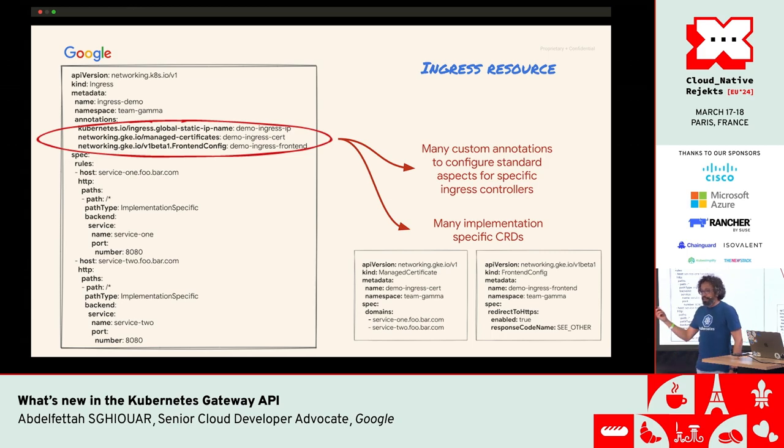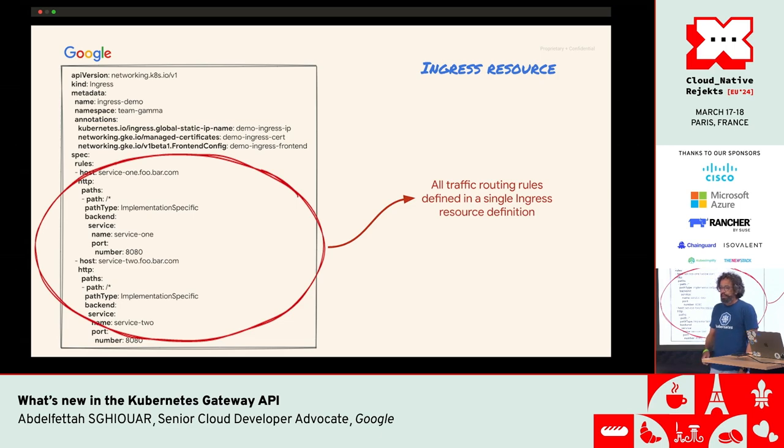And then some cloud providers like Google, guilty in charge, we have integrated more CRDs that allow you to do more customizations. And we're not the only ones. A lot of other cloud providers have more specific CRDs. Then all your traffic rules are here. So this is where you say, if my rule matches host service1.foo.bar, path, whatever, you go to this backend.